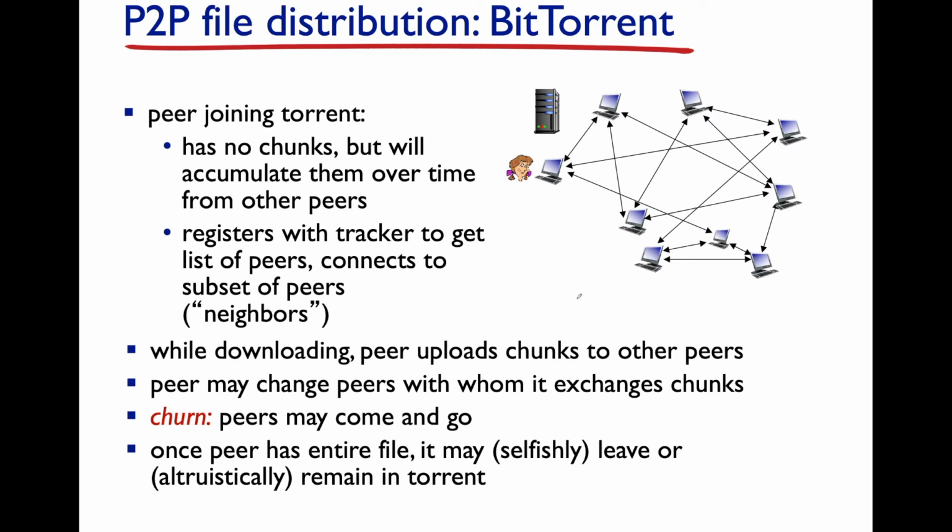And so peers may change who their neighbors are, i.e. who is better in exchanging, who's a better trading partner for them. And so peers also may come and go. They can leave the network whenever they want to, and then join the network whenever they want to. And that's called peer churn. And so once a peer then has an entire file, it may continue to participate and act as a source of chunks of that file to others, or it can selfishly leave and just say, okay, I'm just gonna have the file I need. I'm just gonna shut down and not participate.